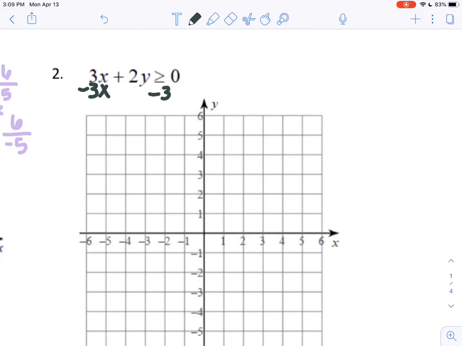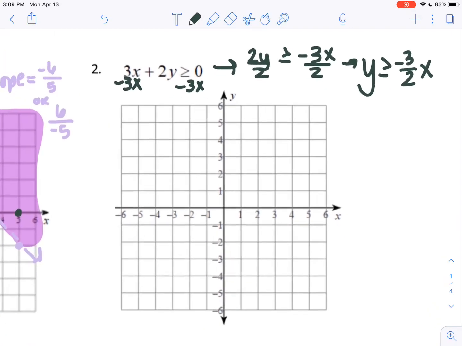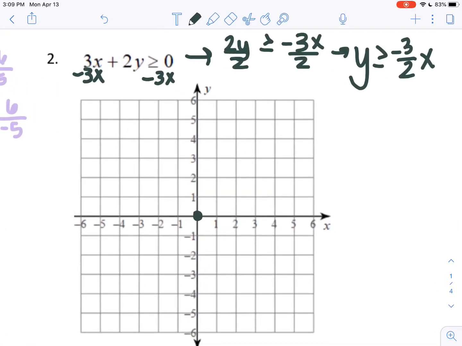Okay, so in number 2, this one is not in slope-intercept form, so I have to solve for y. So I'm going to subtract over 3x. So I get 2y greater than or equal to negative 3x. Divide by 2. So I'm going to be graphing y greater than or equal to negative 3/2 x. Okay? So I don't see a y-intercept. That means my starting point is the origin. And then I'm going to go down 3 to the right 2, counting my slope, right? Down 3 to the right 2. I want my line to extend all the way through, so I'm going to go the opposite way. So I could go up 3 to the left 2. Up 3 to the left 2.